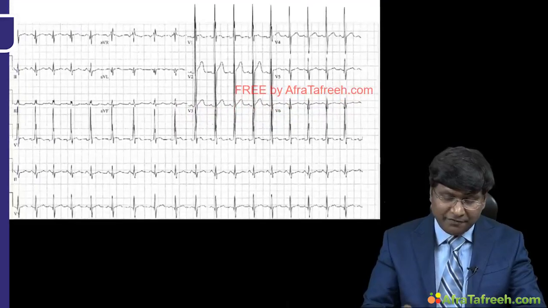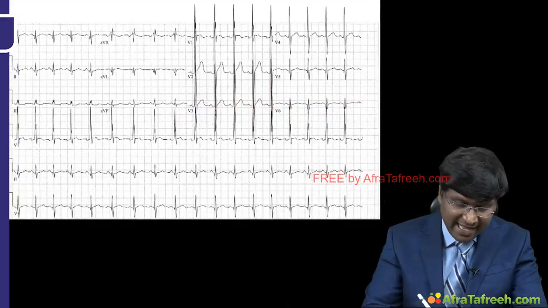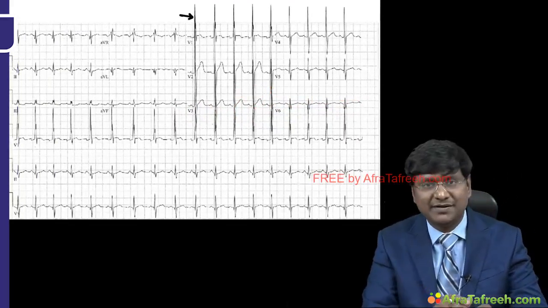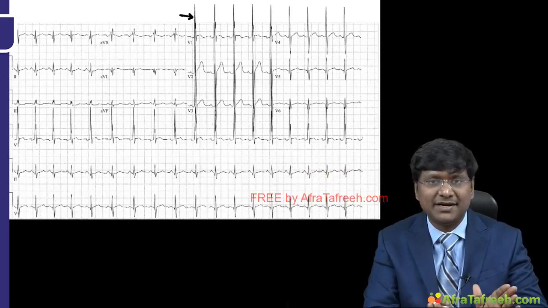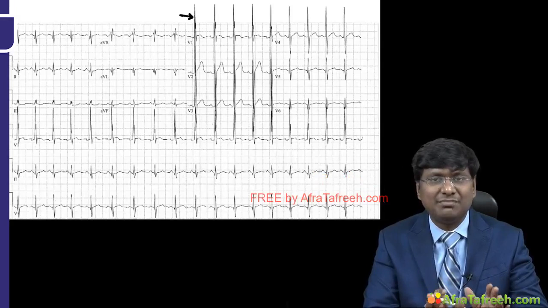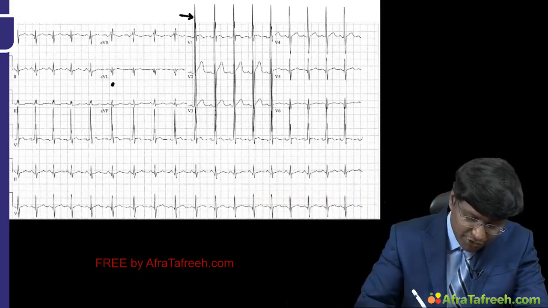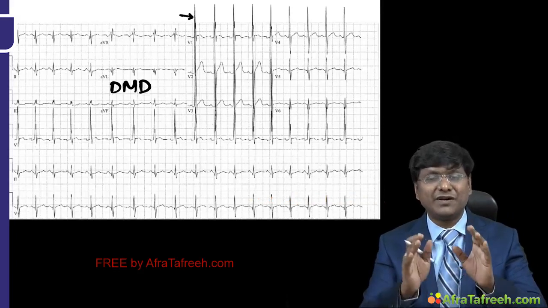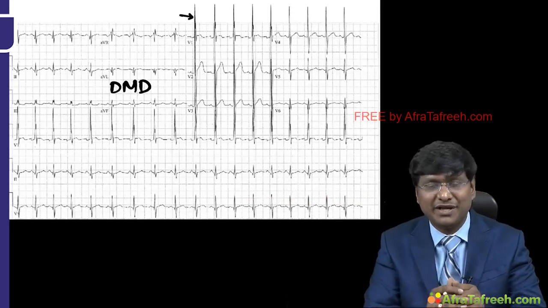So now, a 15-year-old male patient presenting with dyspnea having the presence of a dominant R wave in V1. What do you need to suspect? You need to suspect some congenital abnormality. So what is that congenital abnormality where you can have the presence of a dominant R wave in V1? It is in patients with Duchenne's muscular dystrophy. Duchenne's muscular dystrophy is a form of congenital muscular dystrophy where you will have the presence of a dominant R wave in V1.